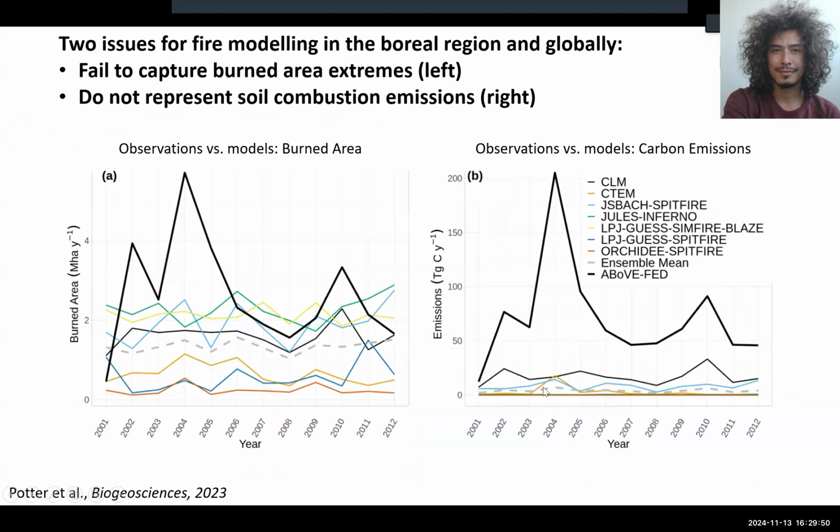the modeled estimates of emissions from these regions is very, very low, because there's no accounting for the soil carbon emissions. Whereas, okay, the burned area, it may not look very good, but it's still within the ballpark, generally speaking. So it means that basically, not having the soil combustion processes in these models means that we massively underestimate the carbon emissions of fires in at least the boreal world.